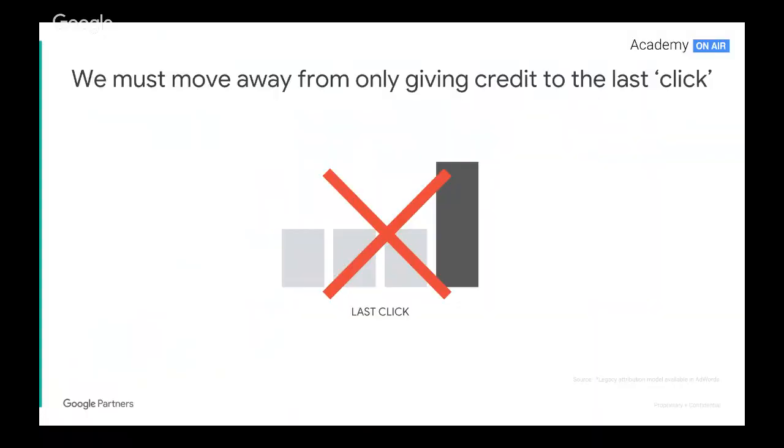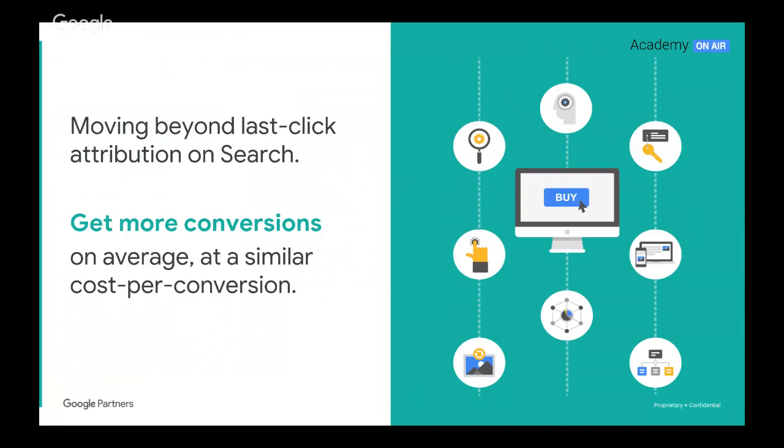So ultimately, we must move away from a last click model. What we're seeing is that we now live in a world where a last click model simply won't cut it. We need to start valuing up the funnel and start using a non-last click model. By moving away from a last click model, it'll allow us to get more conversions on average at a similar cost per conversion. So through an internal Google study, we've seen that on average, we have a 5% uplift in the amount of conversions when DDA is applied at a similar cost per conversion.